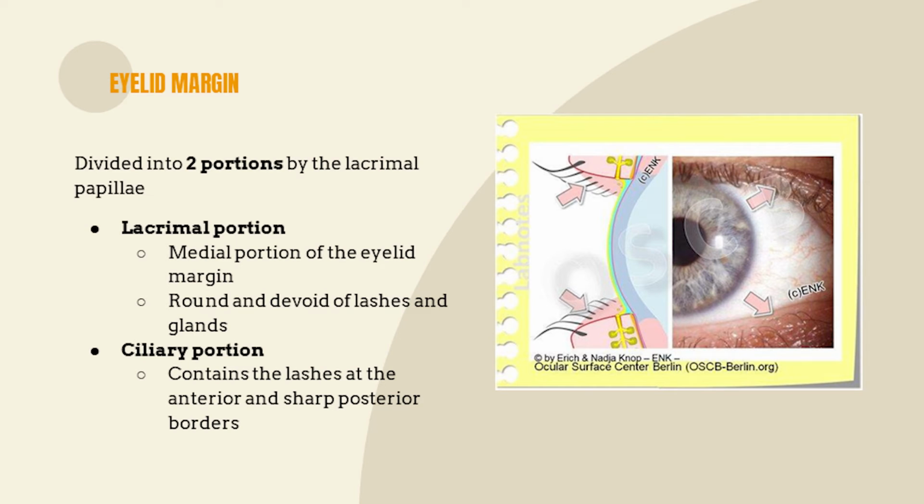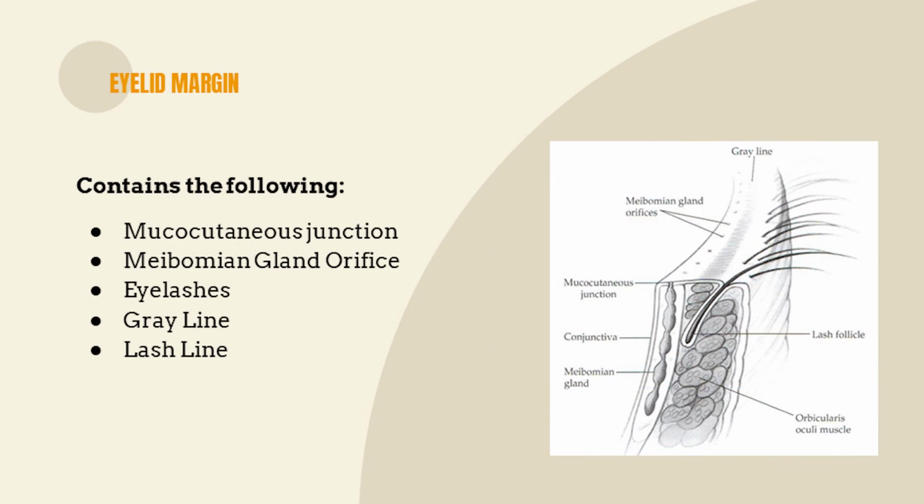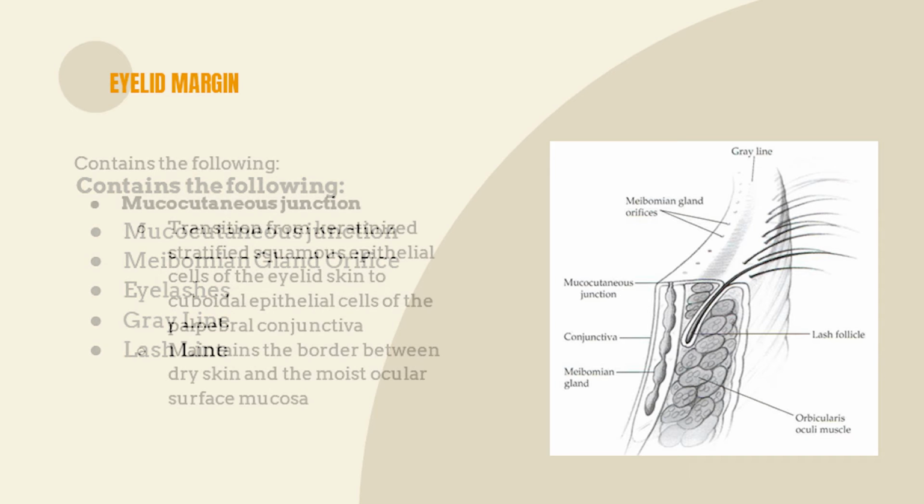So your eyelid margin is divided into two portions, your lacrimal and ciliary portion. Your lacrimal portion is the medial portion of the eyelid margin, and it is round and it does not contain your lashes and glands. Meanwhile, your ciliary portion contains the lashes at the anterior and sharp posterior border. So your eyelid margin contains the following. You have your mucocutaneous junction, the meibomian gland orifices, the eyelashes, the gray line, and the lash line.